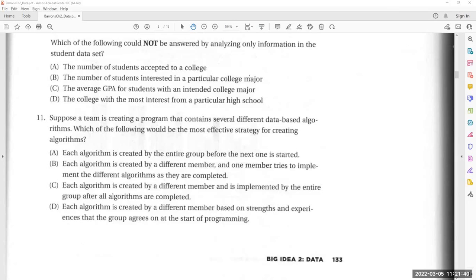Let me see. Okay, this one is a little bit harder. Okay, number 11. This one is a little bit harder. That's why I don't jump too far.